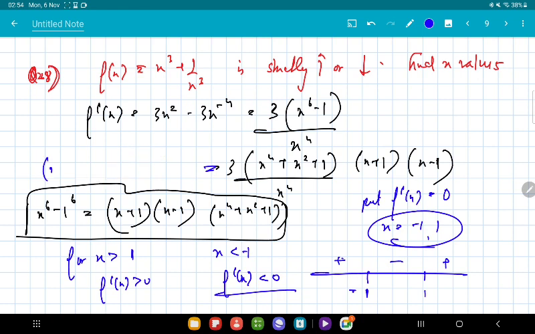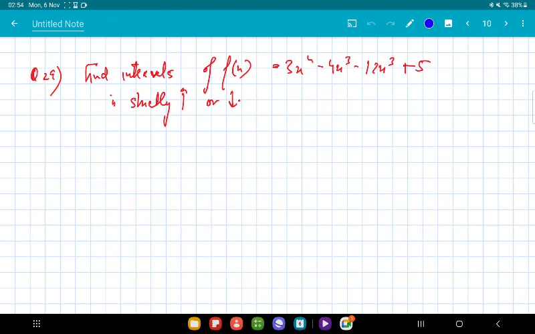Like you can resolve it like this also. x square to the power 3 minus 1 to the power 3. Now you can use the identity of a cube minus b cube and you will get your answer, which is (a minus b)(a square plus ab plus b square).